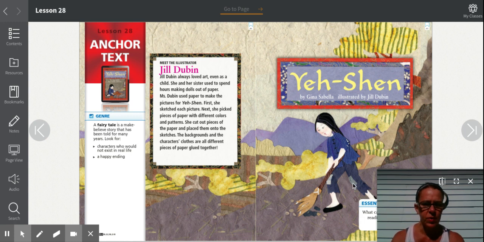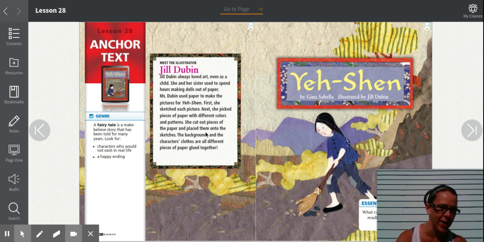So the question that we will be asking ourselves today as we read is, what can you learn from reading a fairy tale? So be thinking about the lesson that we will be learning as we read.